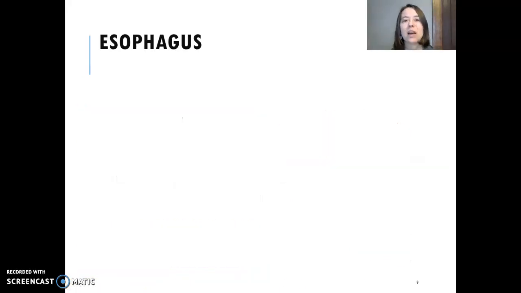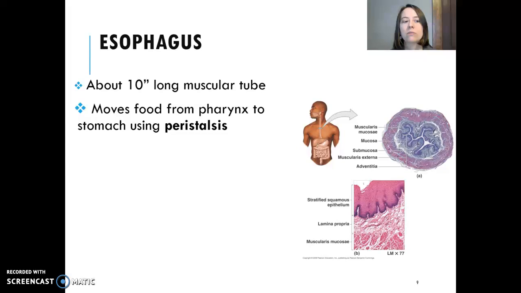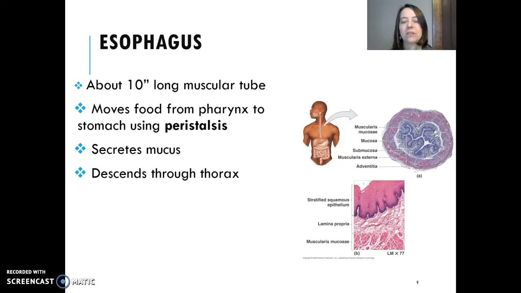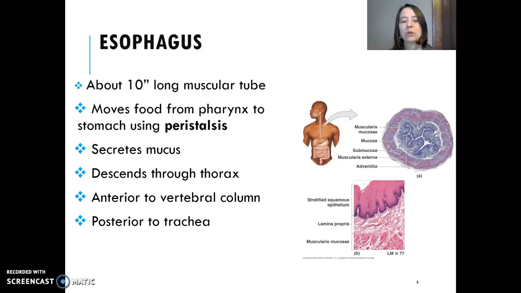Okay, from the pharynx we're moving on to the esophagus, which is about a 10-inch long muscular tube, and it moves food from the pharynx to the stomach using peristalsis. And if you remember, peristalsis is an alternating contraction of smooth muscle. The esophagus will also secrete mucus. And why do you think the esophagus secretes mucus? It descends through the thorax. It is anterior, in front of, the vertebral column and posterior to the trachea. So it's in between the vertebral column and the trachea.